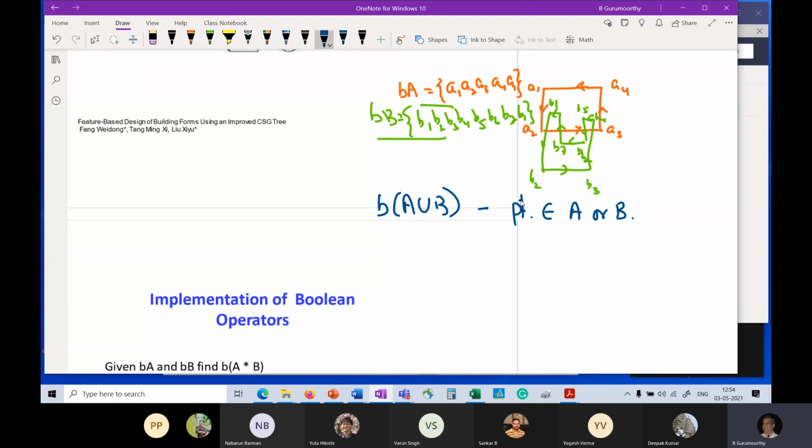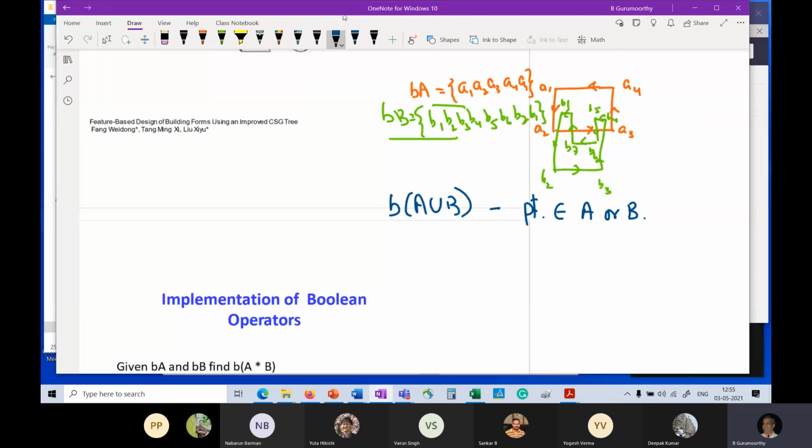What I want is the boundary of that, because that's my B rep for the final part, right? And the way we write it down, let me just introduce it here, and we'll have to repeat it again in the next class.